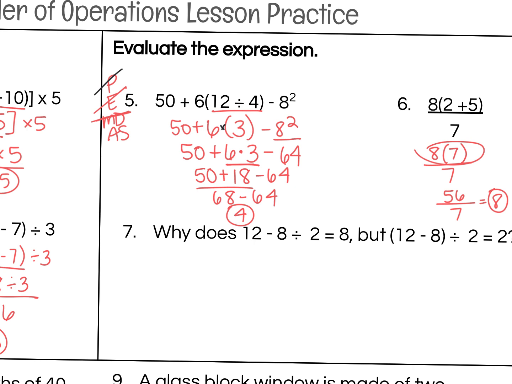But I'm also okay if you rewrite it. If I rewrote it, what I would want to do is do it like this so that I have everything grouped together that's on the top. And then it would look like this. And then it would be 56 divided by 7, which is 8. So those are 2 different ways to show that.